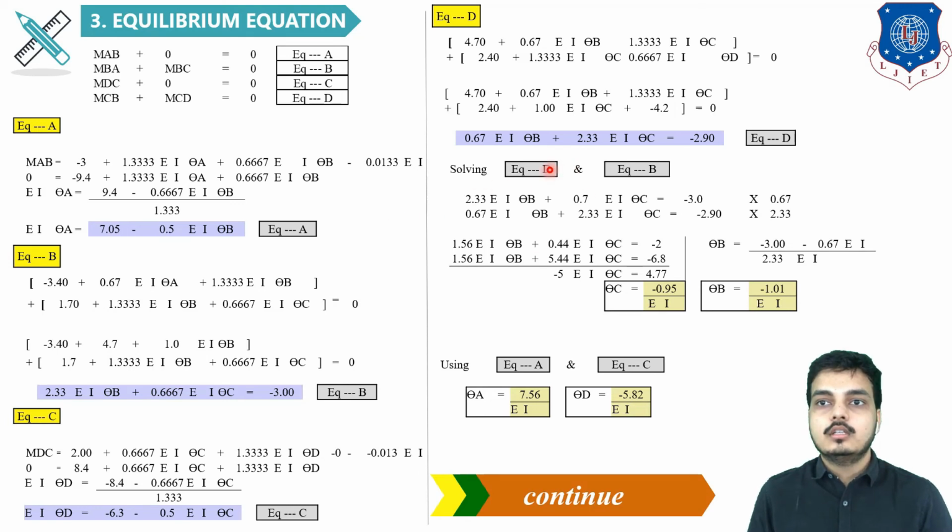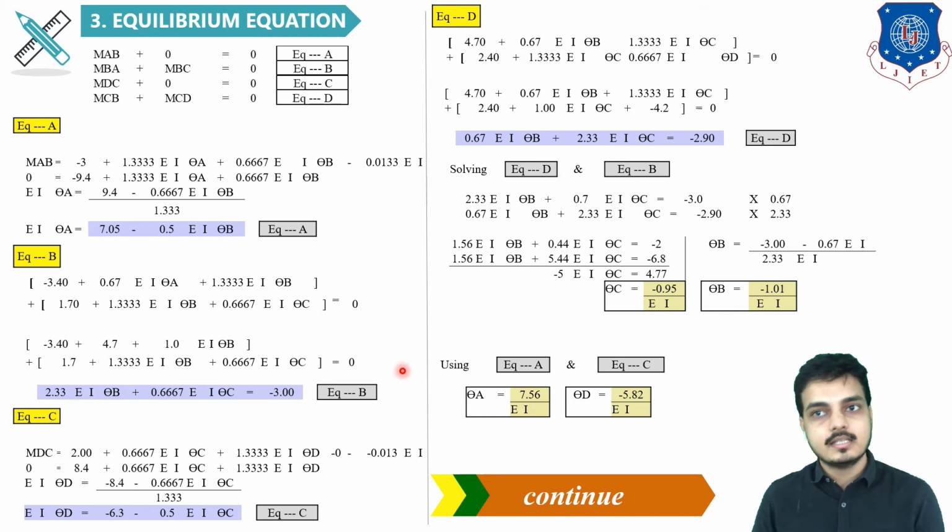Now look, solving equations D and B. Why equations D and B only? Because they both have 2 unknowns in theta B and theta C format. Look, this is what we were doing previously. The little change which came over here with 4 unknowns is this: theta and theta C. So we have converted into B and C format and we are getting it in final B and C equations only. So it is ultimately 2 unknowns and 2 equations, which are B and D.